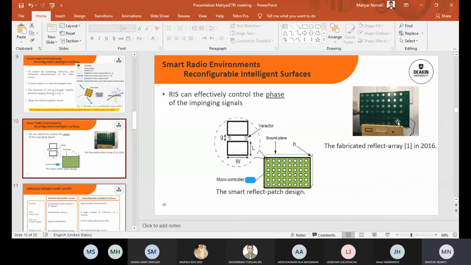Just to give you some insights about intelligent surfaces, as you can see, this fabricated reflect array is an experimental RIS, or reconfigurable intelligent surface, built in a lab in 2016. There are many sensors on it, and it is expected to control the phase of the impinging signal and then reflect it in another direction, or compensate the phase distortion of the signal due to the randomness of the wireless channels.